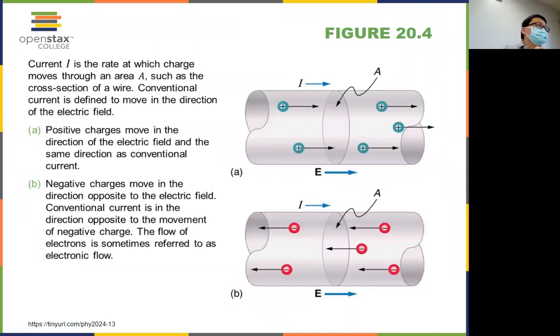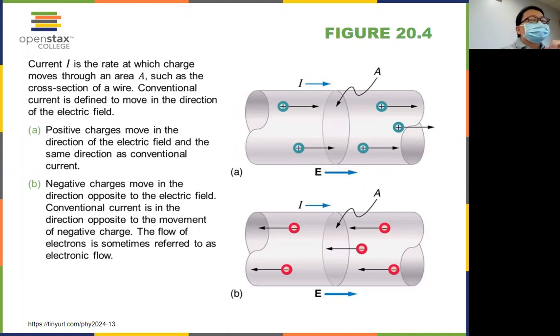When you have a current going through a conductor, it depends on the material. For some materials, the carrier for the current is positive charge. Other materials will have negative charge. For most metal conductors, the carrier is the electron, so it's negative charge. For some semiconductors, you will have positive charge carriers. It depends on the material, but for most metals, it's the electron.